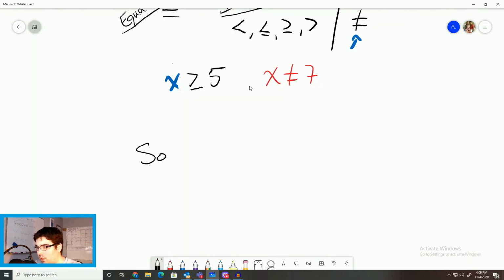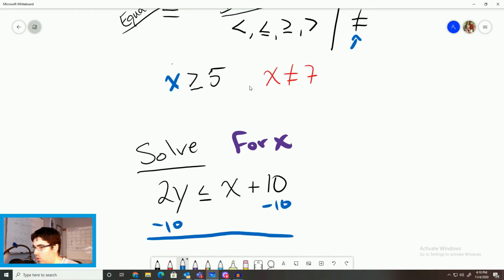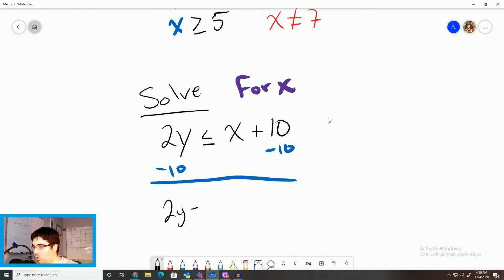You'll be told to solve, and you might have something like this: 2y is less than or equal to x plus 10. The process for solving this would depend on what you're told to solve for. If you're told to solve for x, then you would subtract 10 from both sides just like you normally would, and you would wind up with 2y minus 10 less than or equal to x.